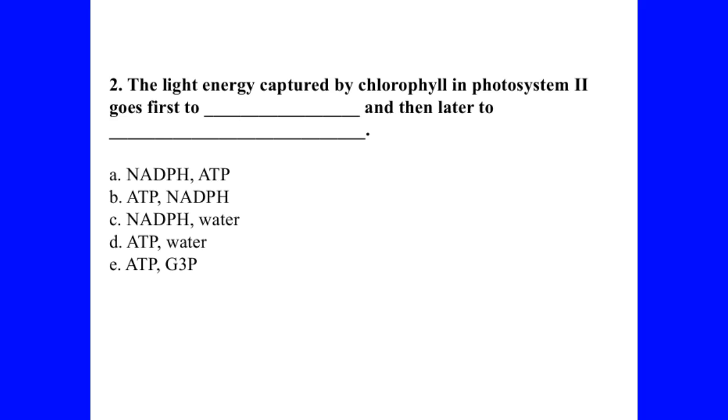Another question you want to think about is: the light energy captured by chlorophyll in photosystem 2 goes first to blank and then later to blank. Light energy captured by the chlorophyll in photosystem 2 goes to ATP first, and then later to G3P, because this is a 3-carbon product that will later be turned into glucose or other molecules for the plant itself.